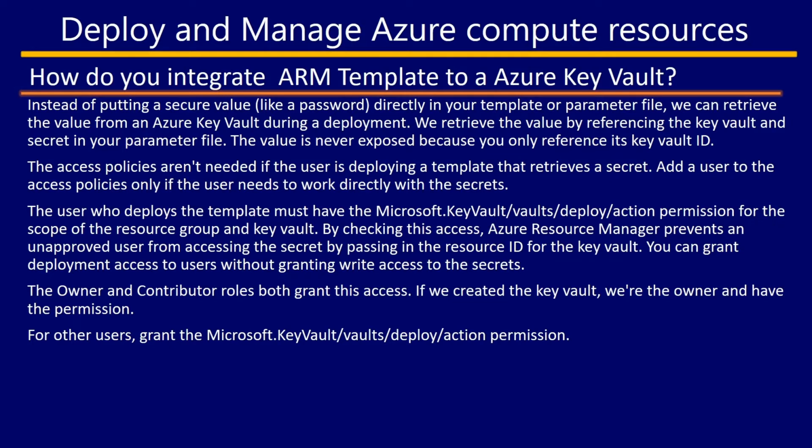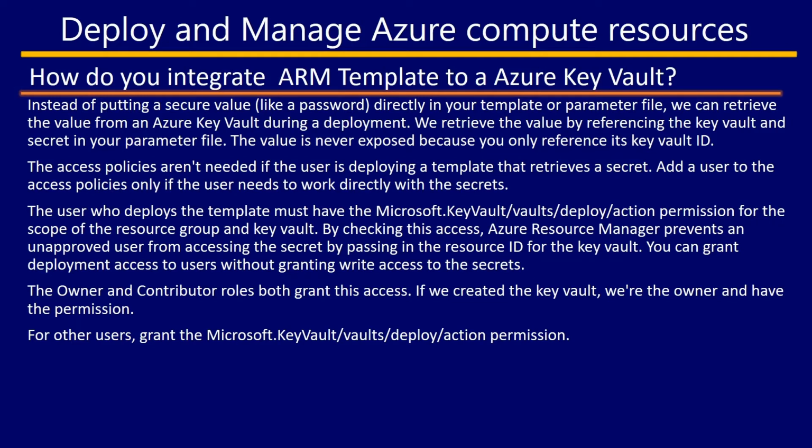The access policies are not needed if the user is deploying a template that retrieves a secret. Add a user to the access policies only if the user needs to work directly with the secrets. The user who deploys the template must have the Microsoft.KeyVault/vaults/deploy/action permission for the scope of the resource group and Key Vault.